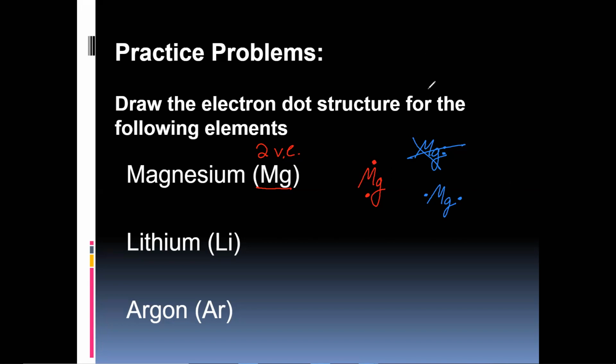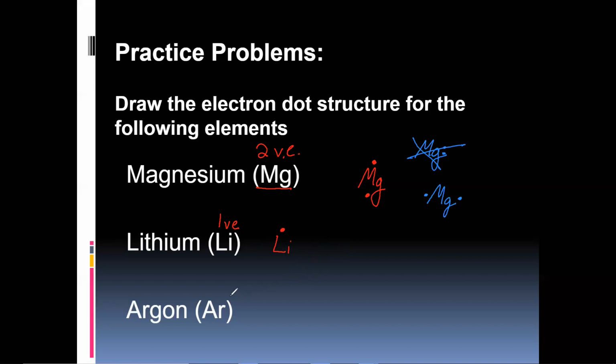So next, let's go to lithium. Lithium is found in group 1, so it has 1 valence electron. So when we draw that electron dot structure, we just have 1 electron around it. And again, that could be on whatever side you want it to be on, because there's not even a chance for a pair.